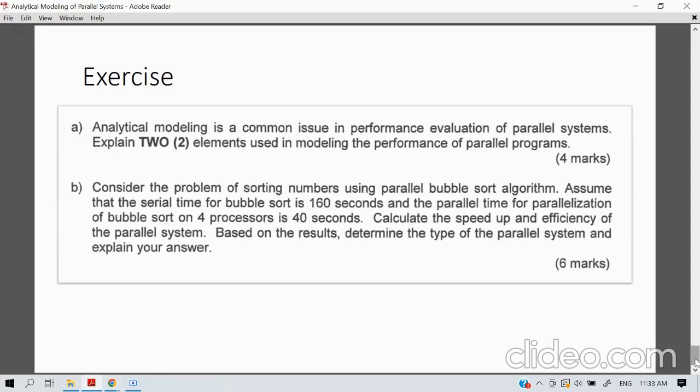What are the items or factors that we need to consider? He says elements, to use in modeling the performance of a parallel program, not a sequential program, a parallel program. So, do you want to try? What are the answers?